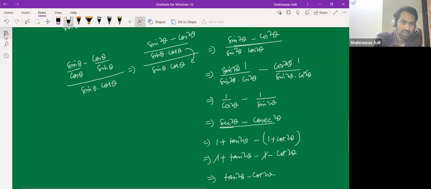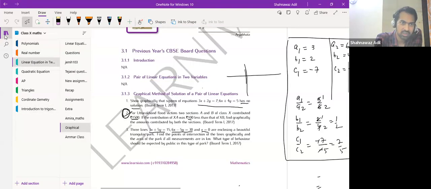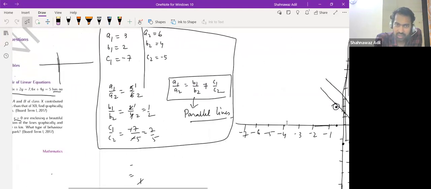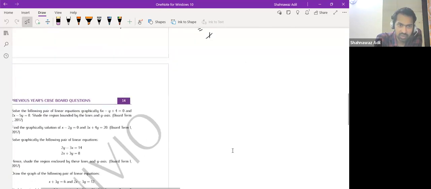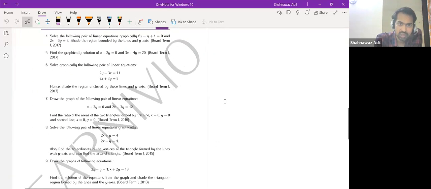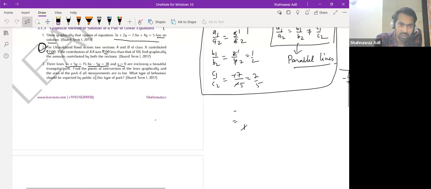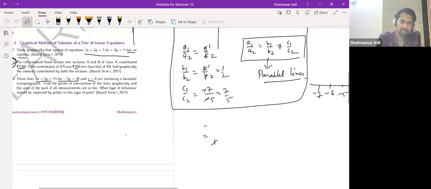Okay, now let us go back to what we were doing. We were doing this linear equation, right? So we were doing this question, and then we were doing what question? Okay, so we were doing this third question, right? So let us do this question.